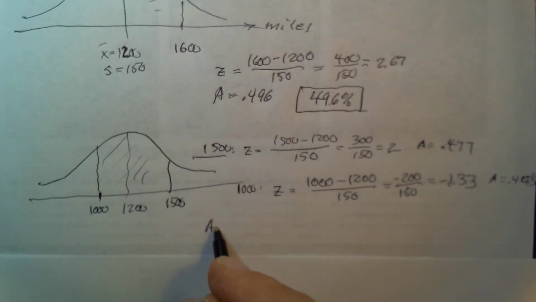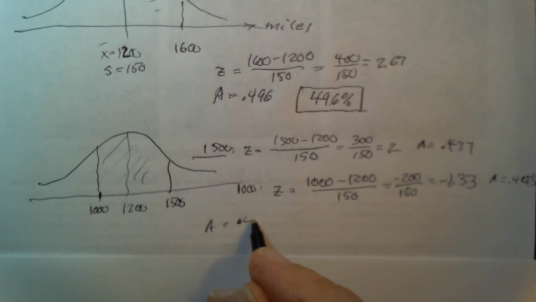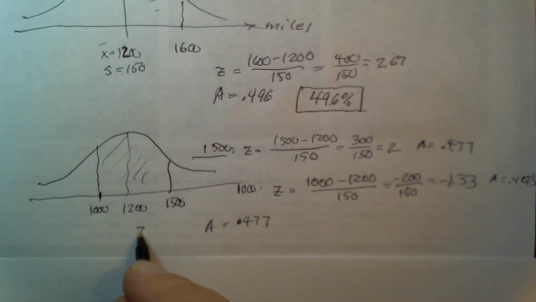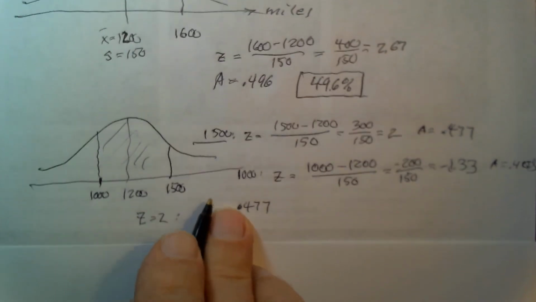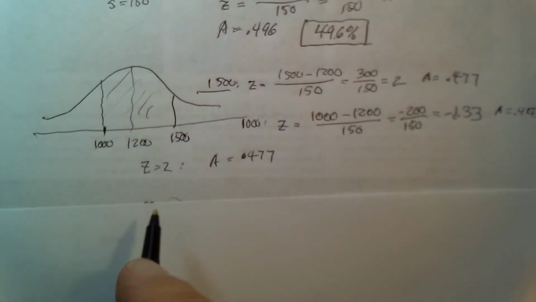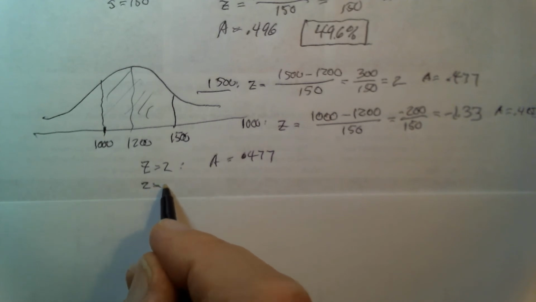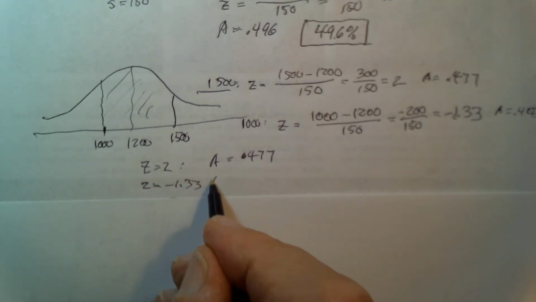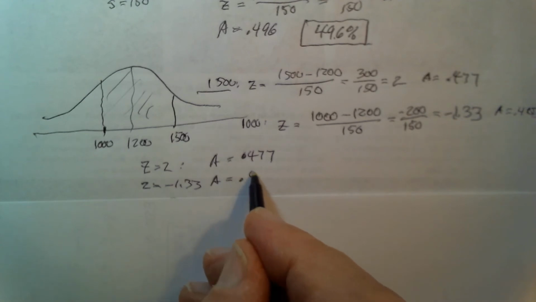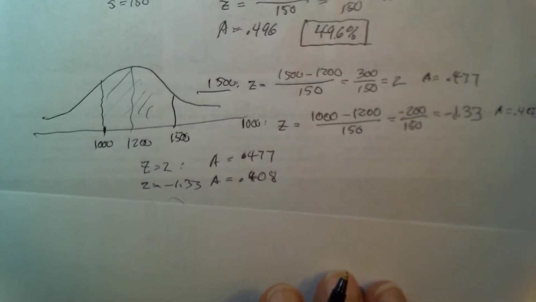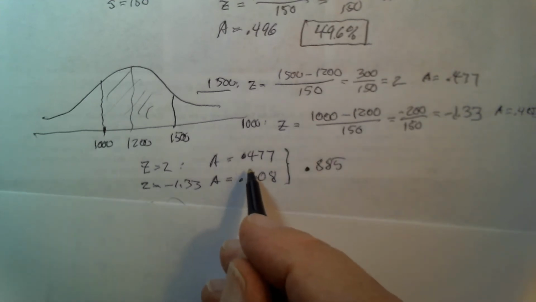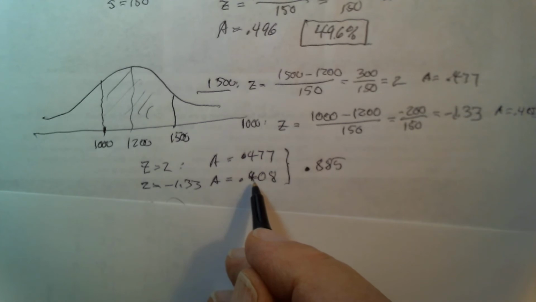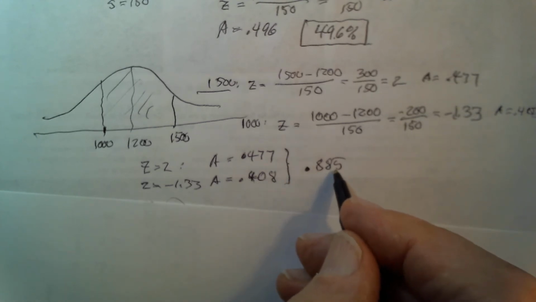So the area corresponding to a z-score of 2 was 0.477. And when we have a z-score of minus 1.33, the area was equal to 0.408. So we can add these two numbers to get the total area. So when we add 0.477 and 0.408, we have 0.885.